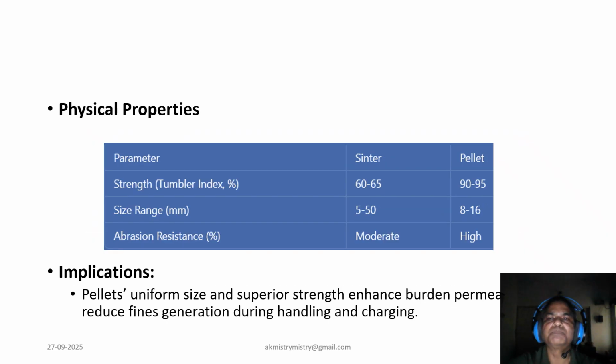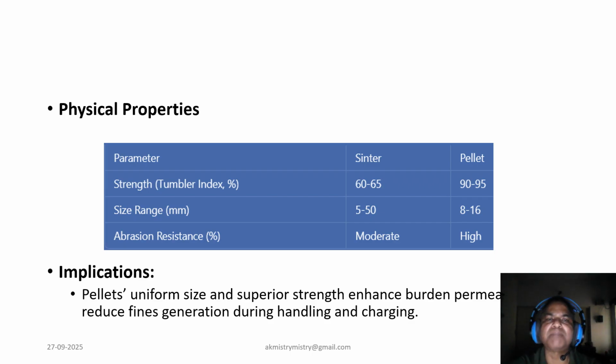So coming to the metallurgical side, pellets also show superior performance. They exhibit better reducibility and have a higher resistance to breaking down under reducing conditions inside the blast furnace. This leads to a more efficient reaction between gas and solid material in the furnace, and overall efficiency is improved.